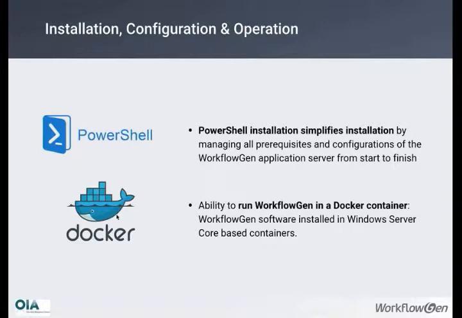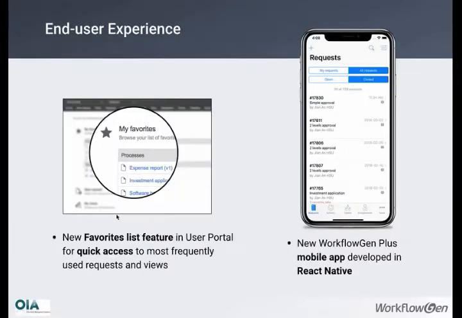Regarding the installation and configuration, we do provide a PowerShell installation in order to simplify the installation of the product, and you can also run WorkflowGen in a container. Regarding the end user experience, today you can manage your favorites. That means that you can have quick access to your most frequently used requests and views, because sometimes with WorkflowGen, our clients manage 10 or 15 different types of processes. So you can configure your own access.